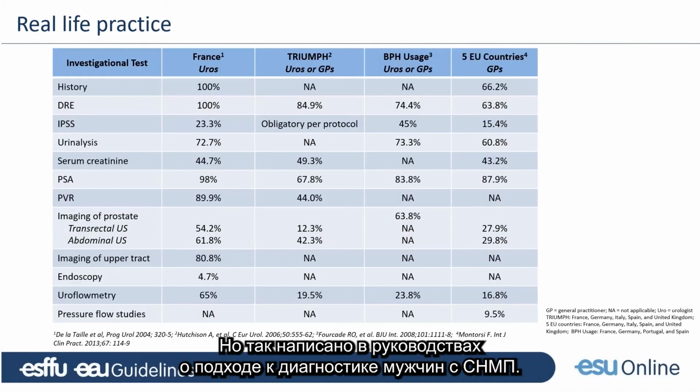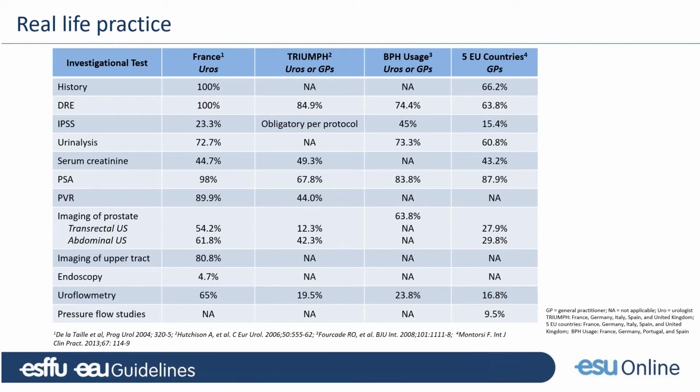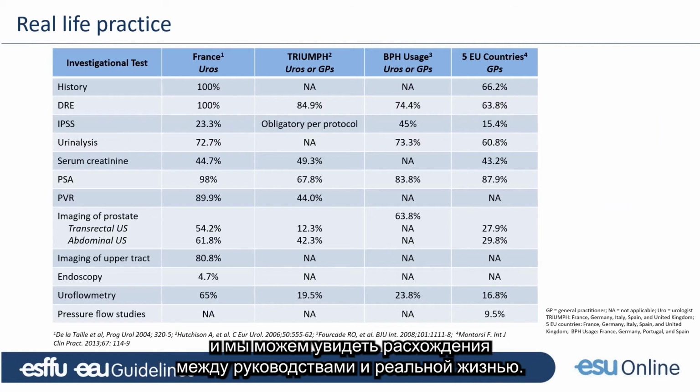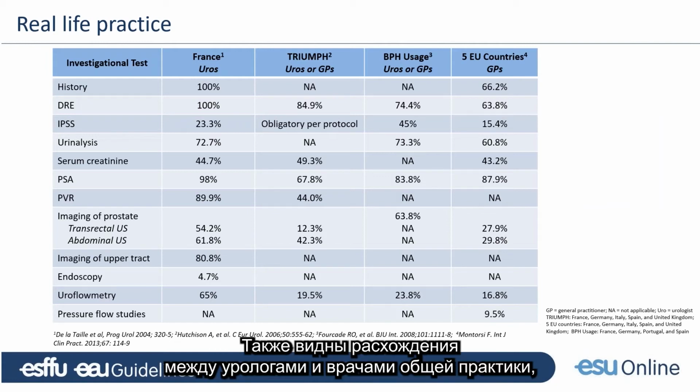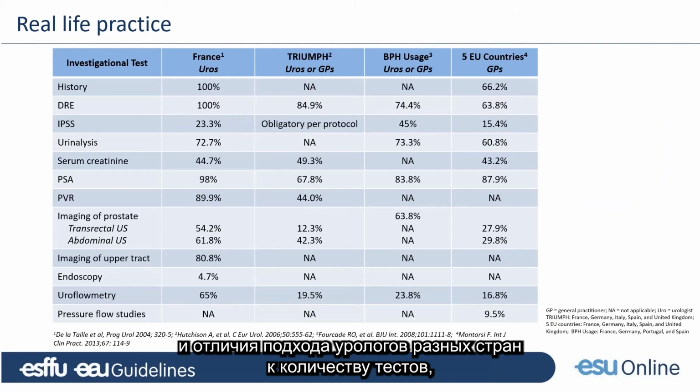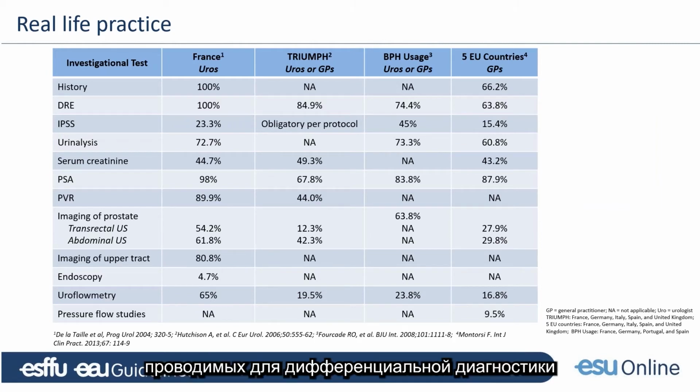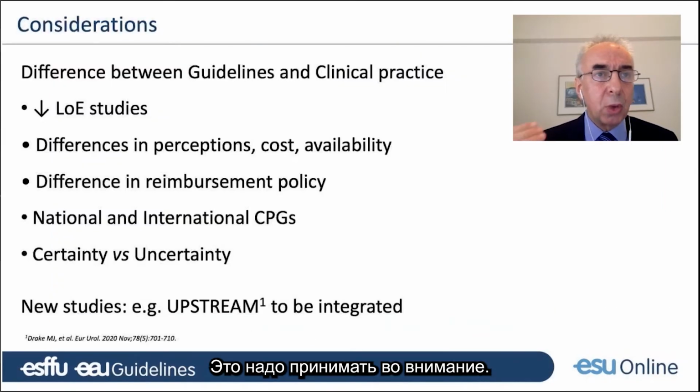But this is what the guidelines say about the diagnostic approach of men with LUTS. Let's see what happens in real life practice. We have some studies, and you can see that there are discrepancies between real life practice and the guidelines. But also you can see some difference between urologists and general practitioners, but also some difference between urologists from different countries in the number of tests they use for the diagnostic approach and differential diagnosis of male LUTS. And this is something we need to consider.